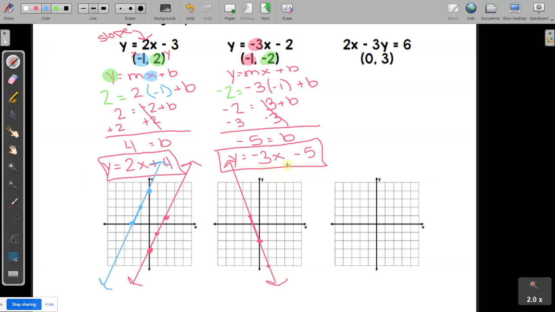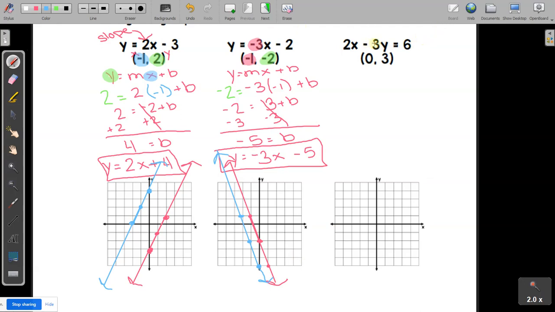Okay, let's draw the second line. So we're going to go down to -5, put a dot, and then we're going to go up 3 to the left 1. And then we're going to draw our line. As you can see, again, this will never intersect. They are parallel lines. Okay, I want you to try the next one. Come back and check your work once you are done.